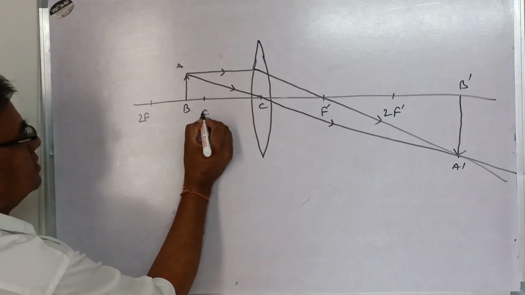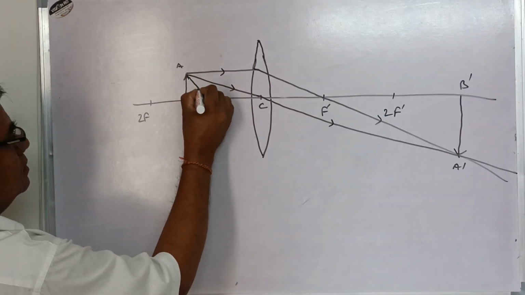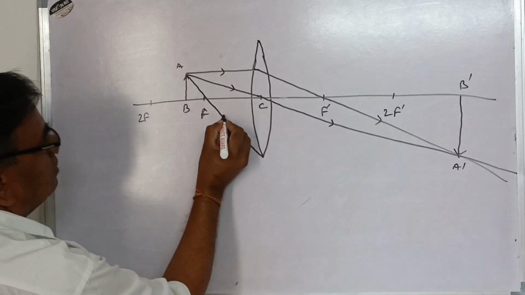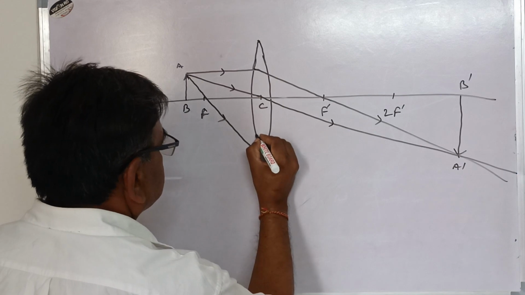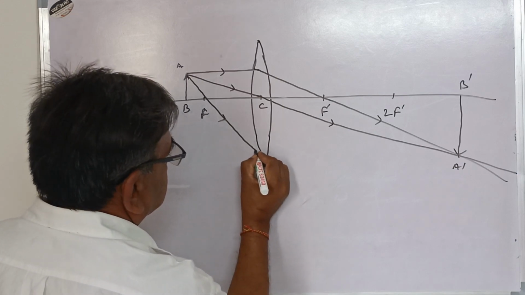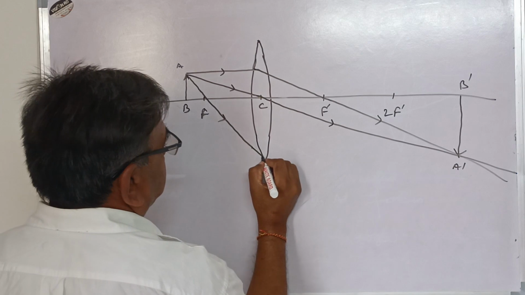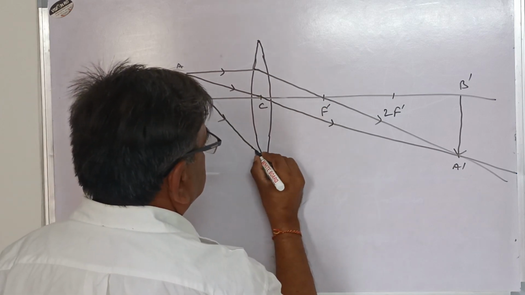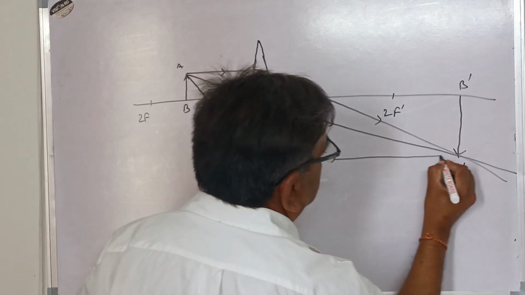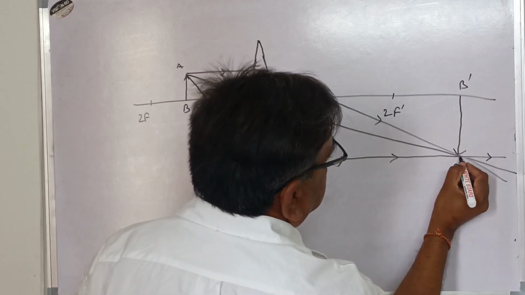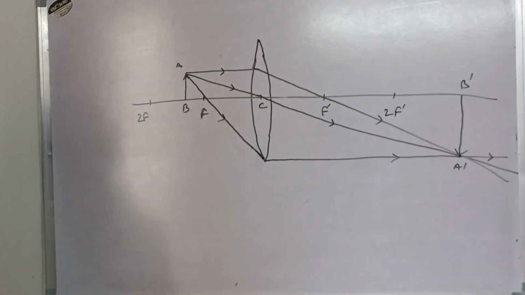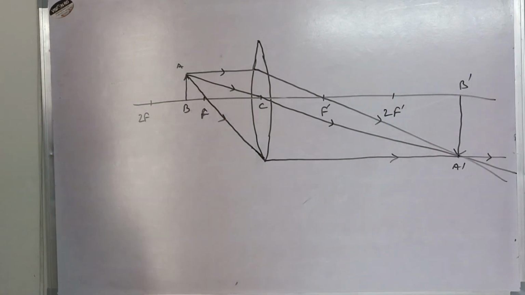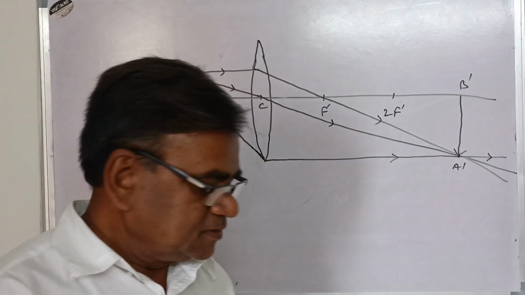Or you can take this ray. If it goes through the focus, then, let your lens be some big lens, this will become parallel to the principal axis. This will also cut here. The image will be A dash B dash. This is the case. You can use 2 rays or 3 rays to form the image. Okay.